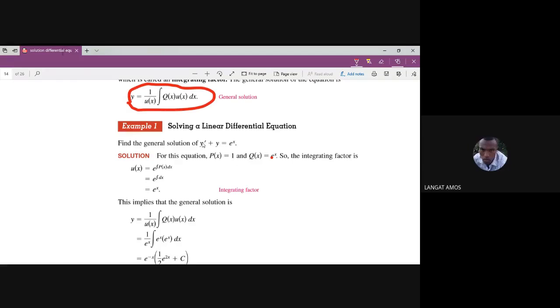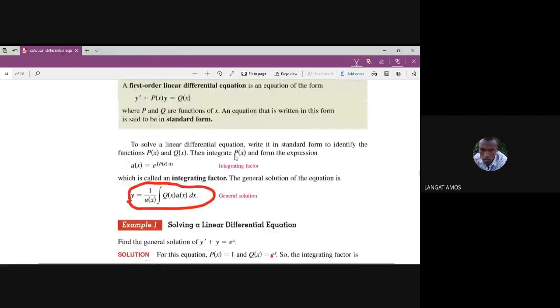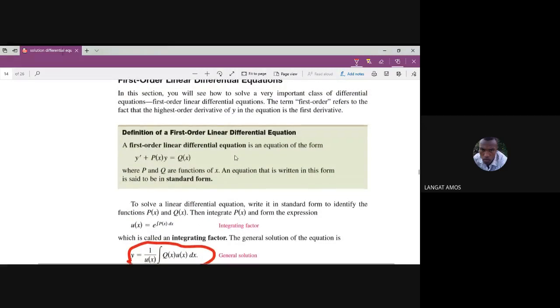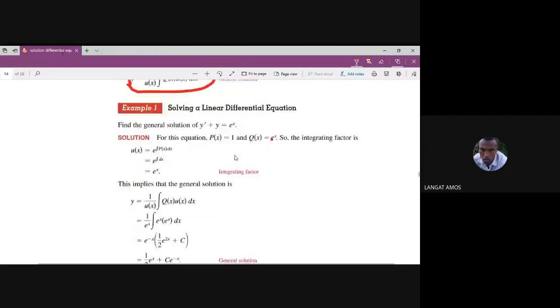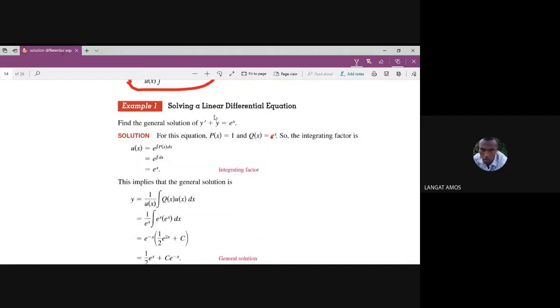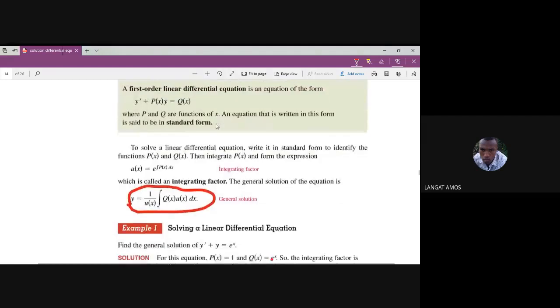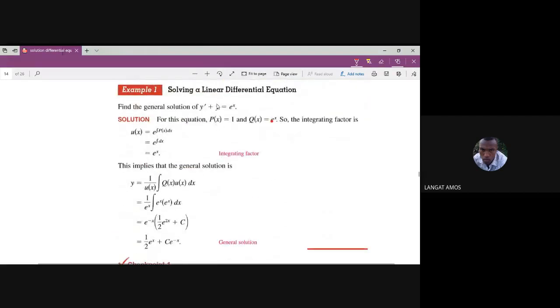After differentiating dy dx, what do you get? This means that this bx is here. Who can tell us how we get this bx to be 1? And then qx equals e raised x.